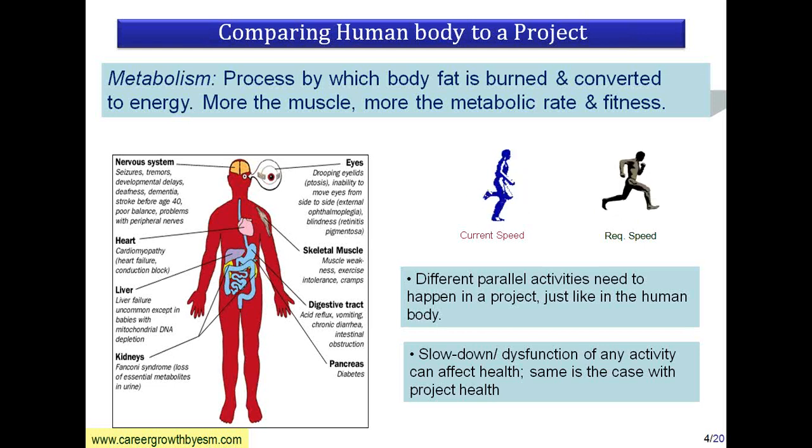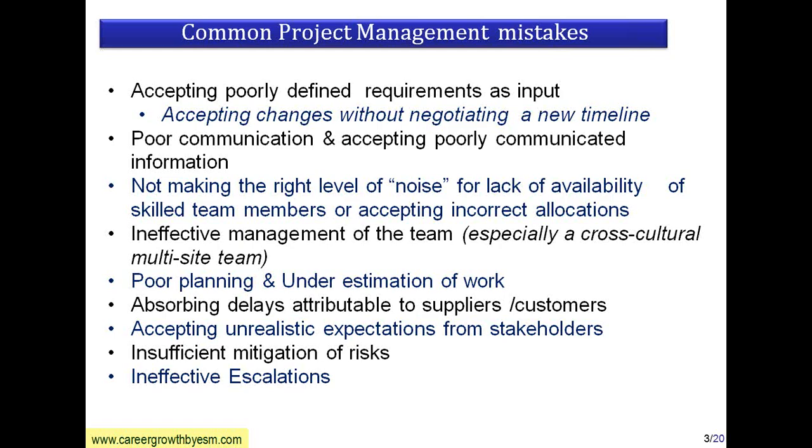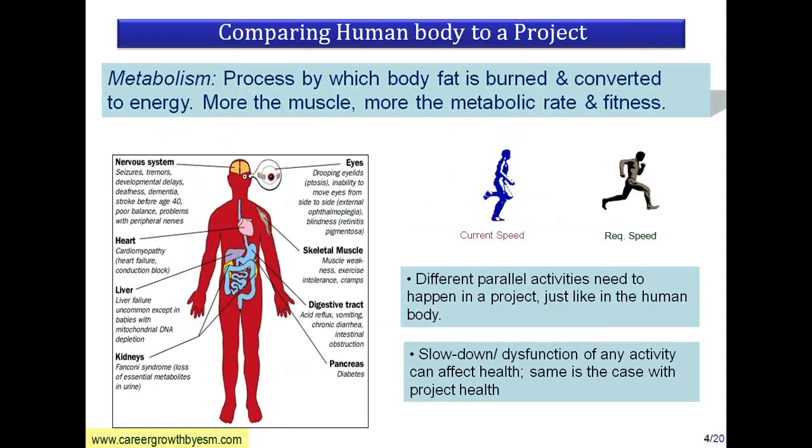What I am trying to bring in here is that the different parallel activities in the project have to be coordinated well, like what happens in the body. For example, the heart has to pump the blood, the liver has to do its function, the kidney has to clean up the blood and convert it into urine, and so on. Each one has its own functionality. So a slowdown or dysfunction of any activity can affect the health of the person. Similarly, most of the critical activities in the project have to be well coordinated so that there is no dysfunction and the project does not slip into ill health.